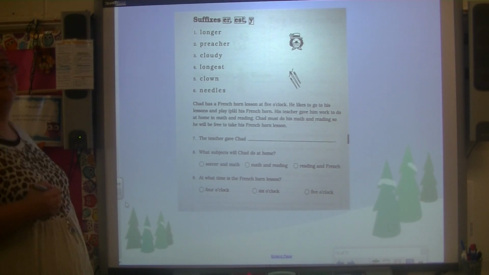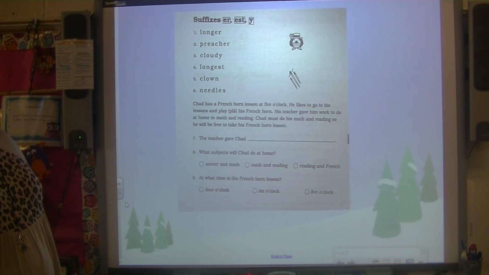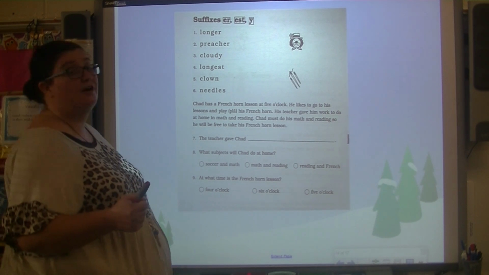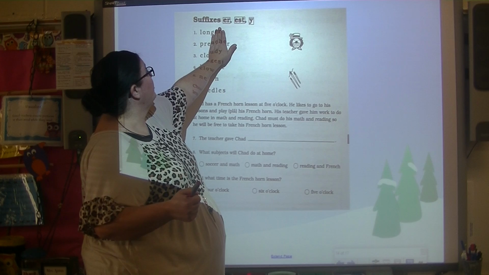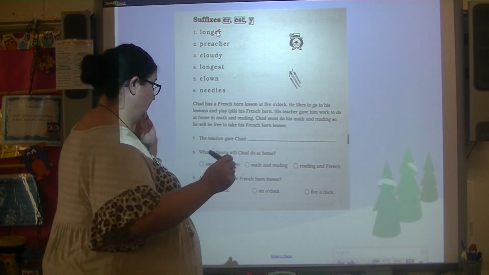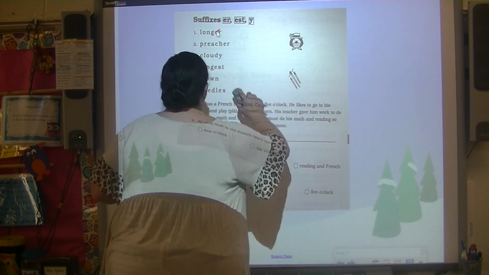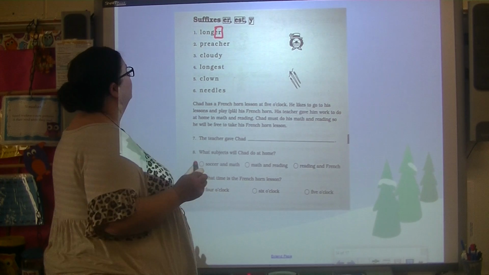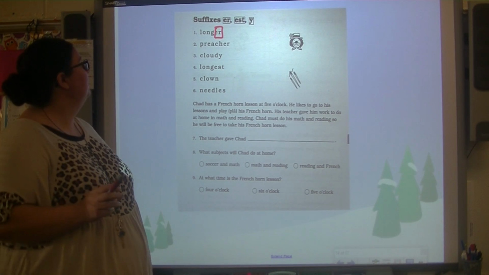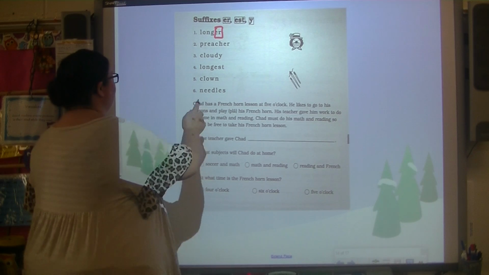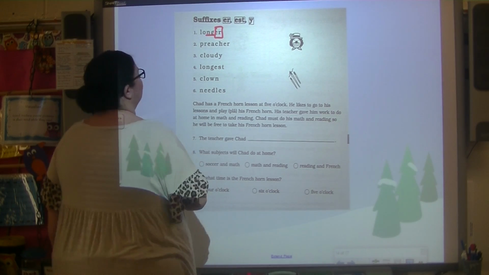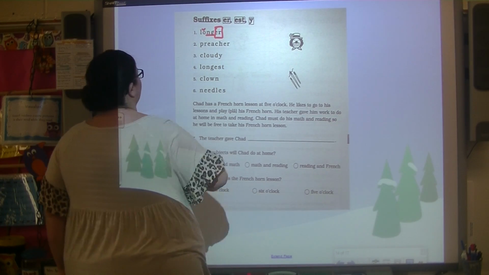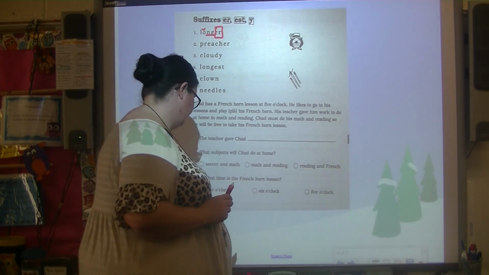Number 1. What do you see we should code first? All right, we have a suffix, ER. If we cover it up, we still have a word, a root word, so it is right. So box ER. All right, now we have digraph NG and short vowel followed by consonant.